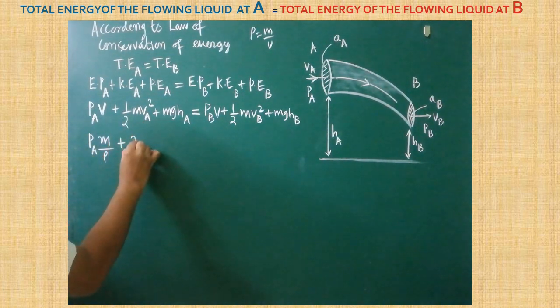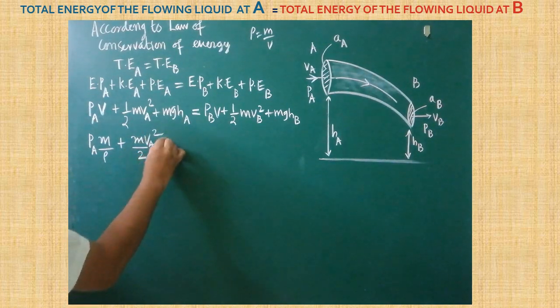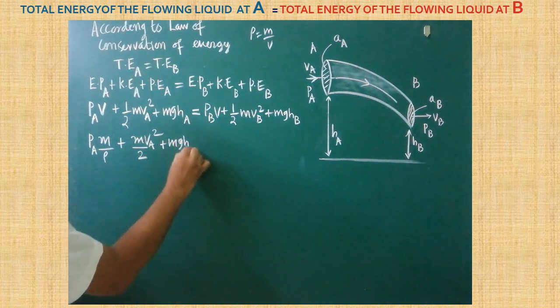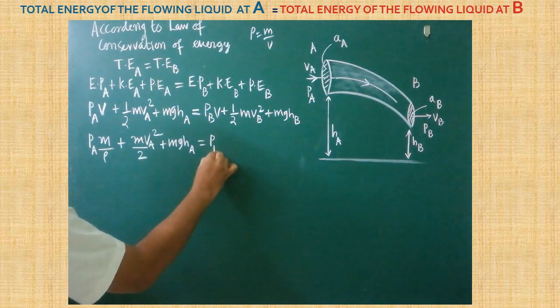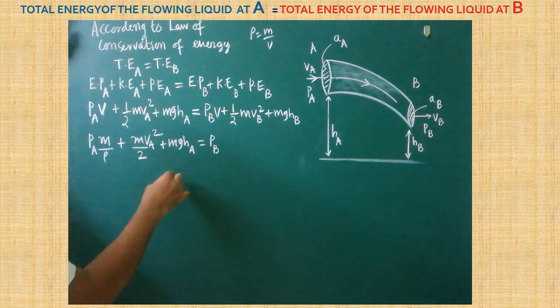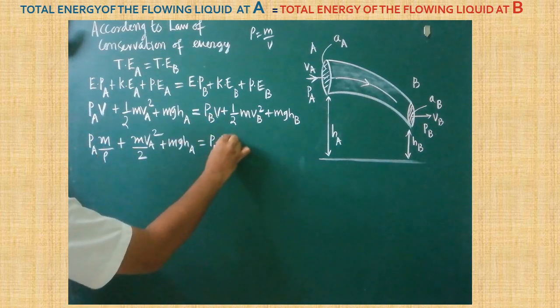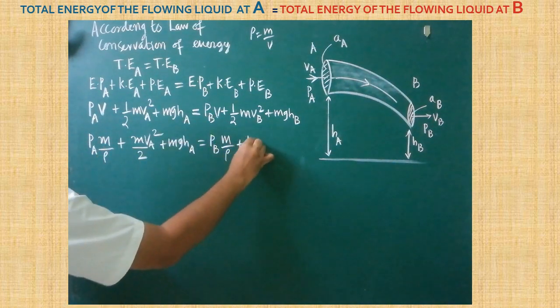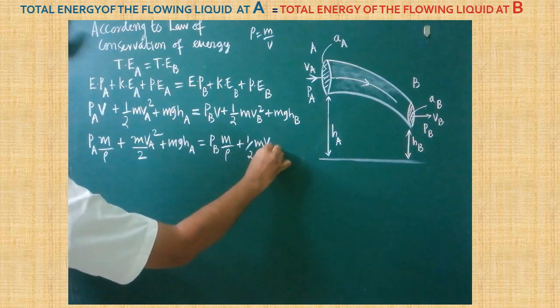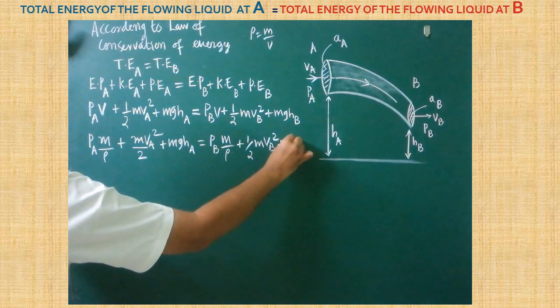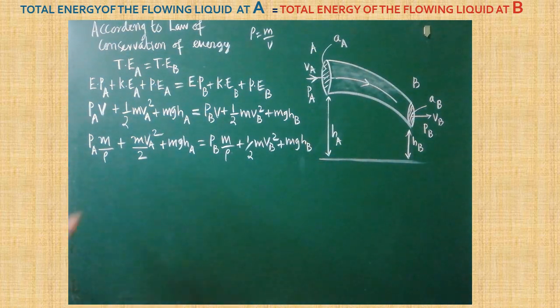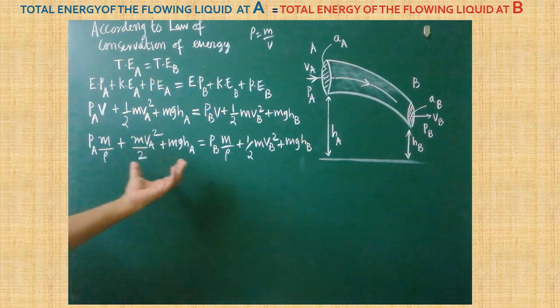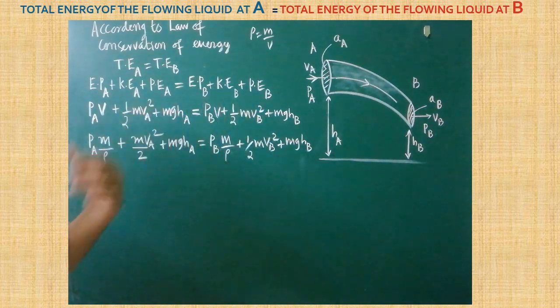Again you rewrite this: m Va square divided by 2 plus m g ha, and then here also you replace this. PB times V, what is V here? Same thing, m divided by rho, plus half m Vb square plus m g hb. So everything is written. Total energy at A is equal to total energy at B.